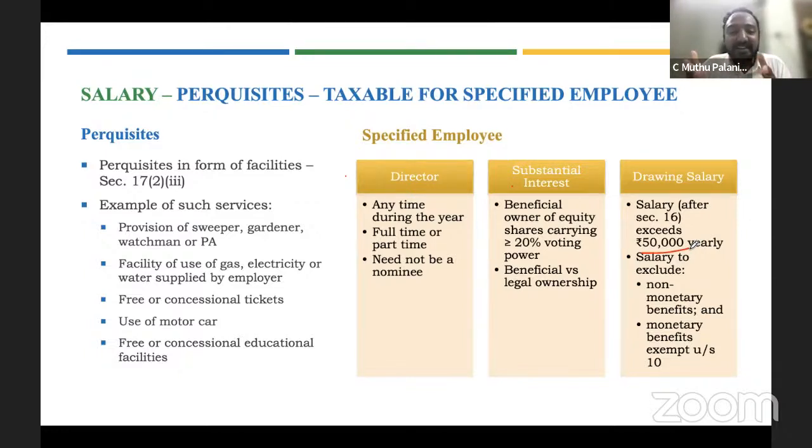The standard deduction limit itself is 50,000. They say after section 16, the salary should exceed 50,000, which means if my amount is 1 lakh, I take 50,000 standard deduction, the balance is 50,000. So after standard deduction, if my salary exceeds 50,000, I become a specified employee. And when calculating the salary, I should exclude all non-monetary benefits and monetary benefits exempt under the section.